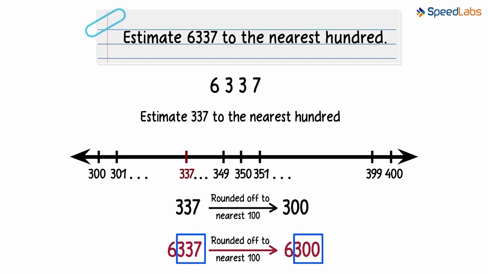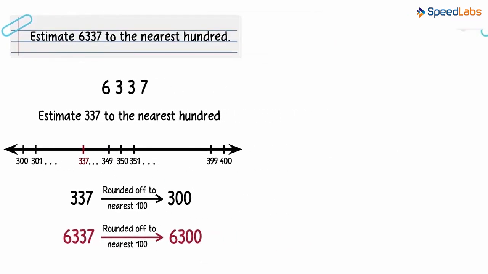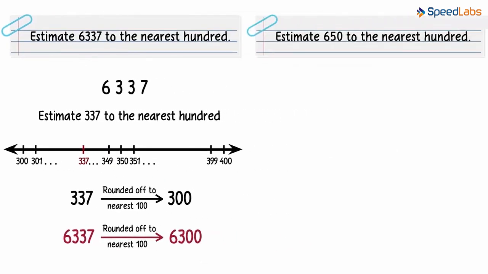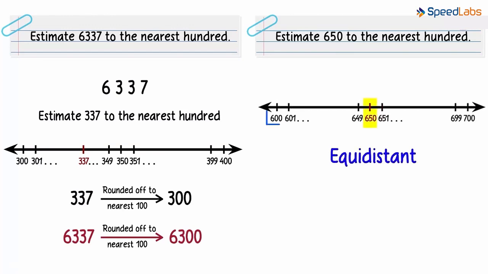We can try rounding off one more number to the nearest 100. Say 650. Why don't you give it a try? 650 is equidistant from 600 and 700. So what's the answer? Following the convention will land us with the right answer. It's 700. We can hence conclude that the correct estimate of 650 to the nearest 100 is 700.